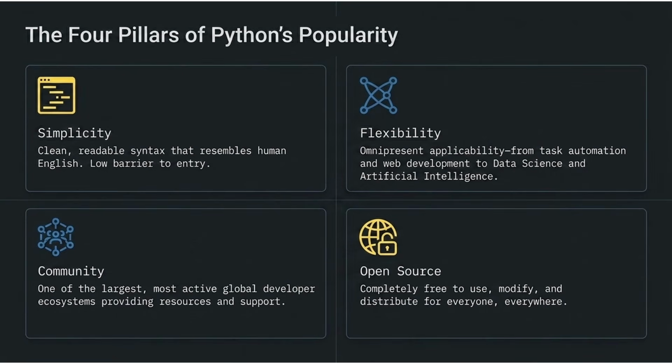First up, clear and simple syntax. Honestly, reading Python often feels a lot like reading plain English. Second, incredible flexibility. You can literally use it to build a sleek website, automate some boring spreadsheet task you hate doing, or train a complex neural network. It does it all. Third, a massive community.